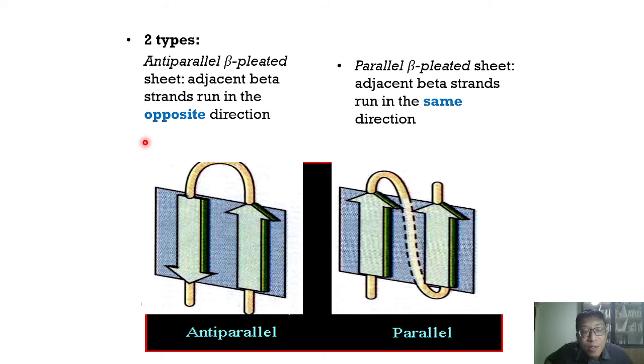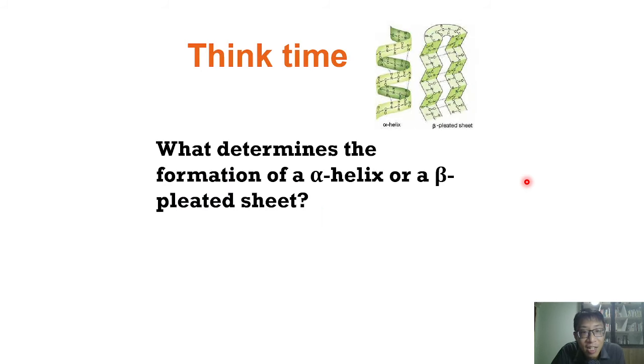Okay, there are two types of beta pleated sheet depending on the orientation or the direction of the beta strands. You have the anti-parallel one, in which the beta strands are of different directions, and then you have the parallel ones, in which the beta strands are in the same direction. Okay, so it's two types of beta pleated sheet.